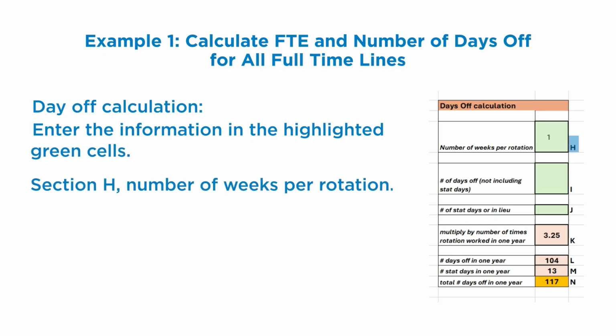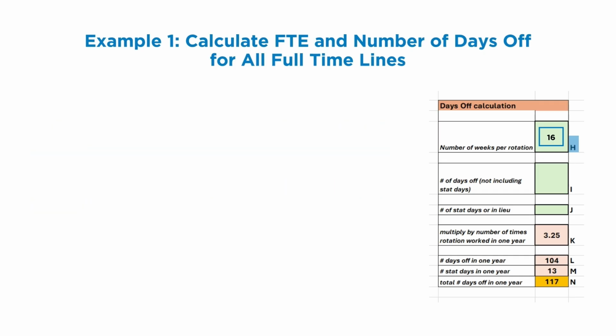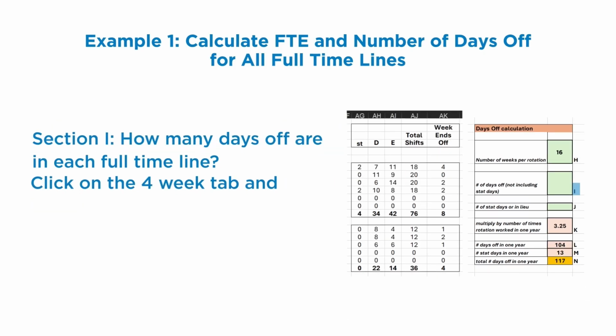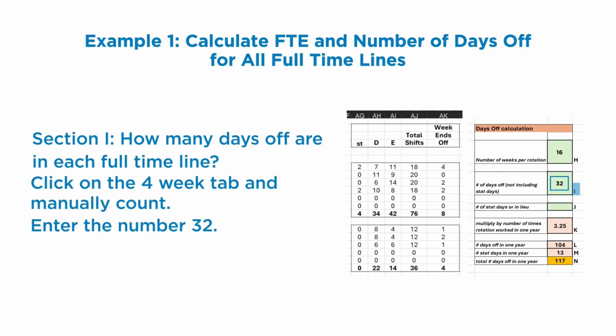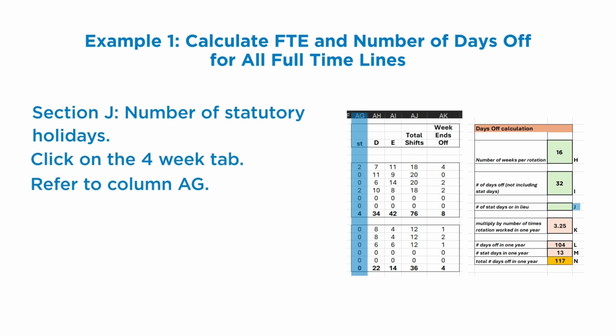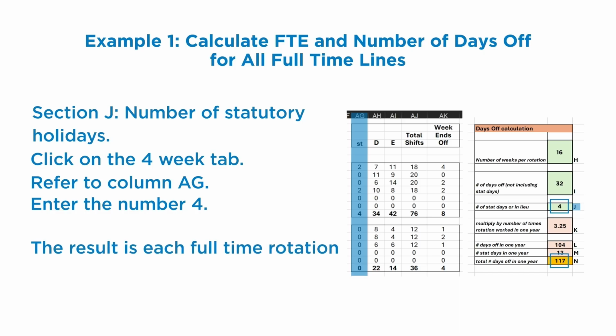Section H, number of weeks per rotation, enter the number 16. Section I, how many days off are in each full-time line. Click on the 4-week tab and manually count. Enter the number 32. Section J, number of statutory holidays. Click on the 4-week tab, refer to column AG, enter the number 4. The result is each full-time rotation schedules 117 days off per year.